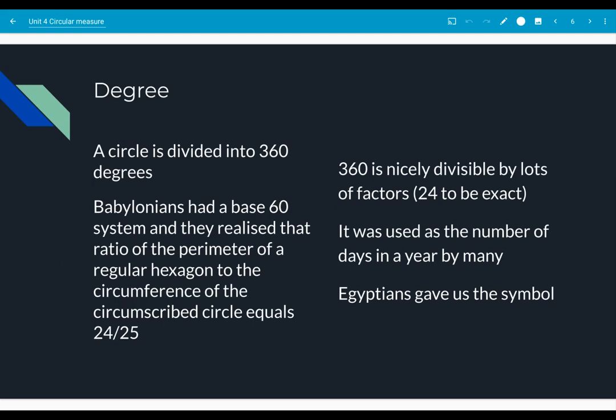So starting out, let's talk about what a degree is. In terms of a unit of measure, a circle is divided up into 360 degrees. And if you ever wondered why, it's because the Babylonians were one of the first to investigate circular measure, and they had a base 60 system. They realized that there was a ratio of the perimeter of a hexagon to the circumference of the circumscribed circle equaling 24/5.